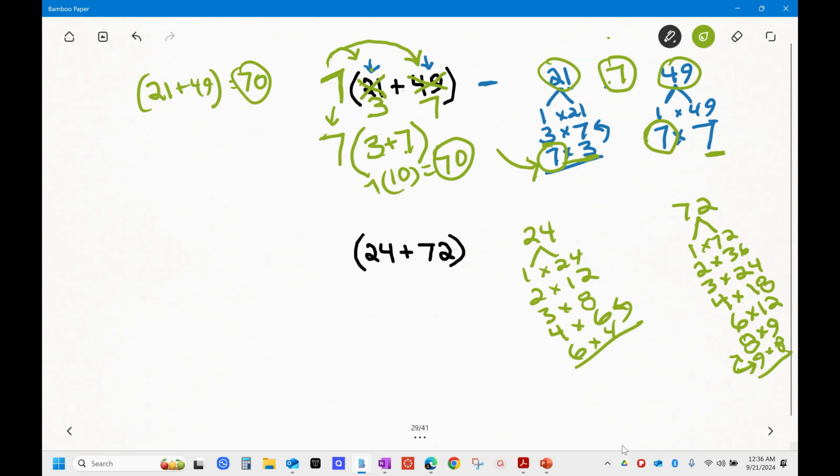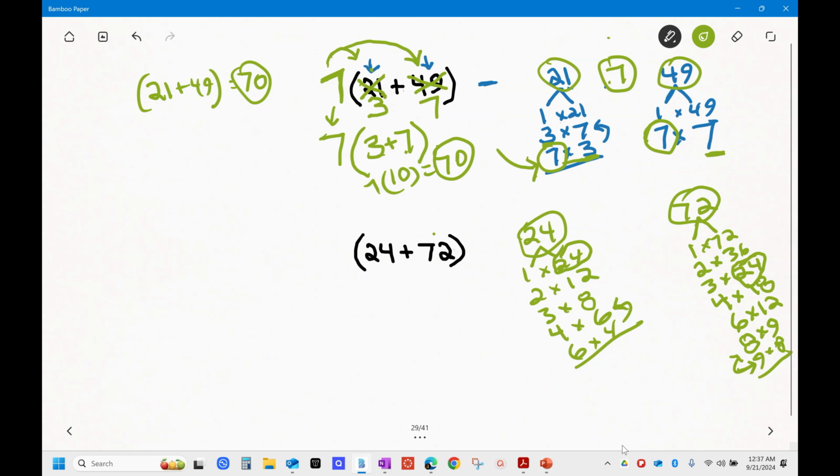So we want to pick the biggest number that both 24 and 72 share in their factor numbers. And it looks like the biggest number we have is 24. Thought it was going to be like 8 or something, didn't you? 24 is the biggest number that 24 and 72 share. So we're going to pull 24 out of this.